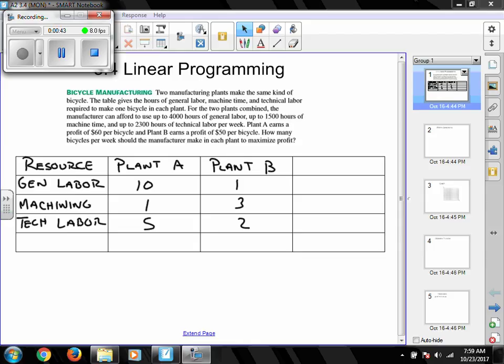2 manufacturing plants make the same kind of bicycle. The table gives the hours of general labor, machine time, and technical labor required to make 1 bicycle in each plant. For the 2 plants combined, the manufacturer can afford to use up to 4,000 hours in general labor, up to 1,500 hours of machine time, and up to 2,300 hours of technical labor per week. Plant A earns a profit of $60 per bicycle, and Plant B earns a profit of $50 per bicycle. How many bicycles per week should the manufacturer make in each plant to maximize profit?